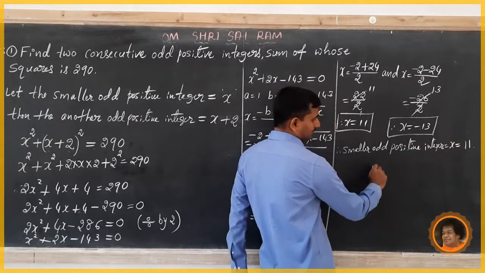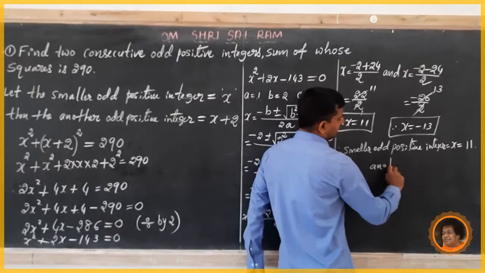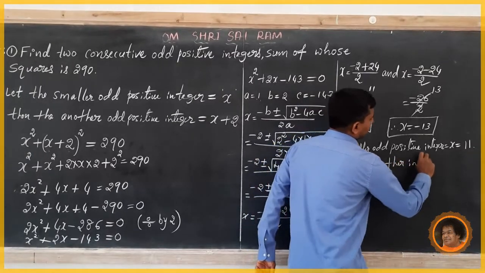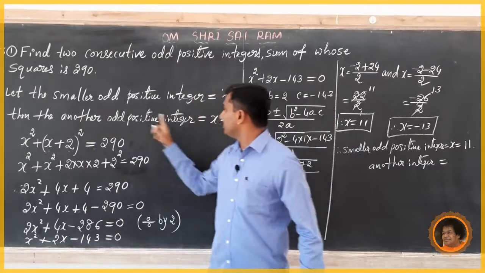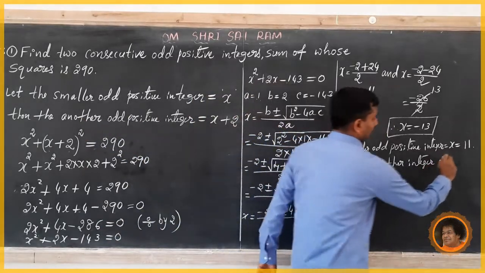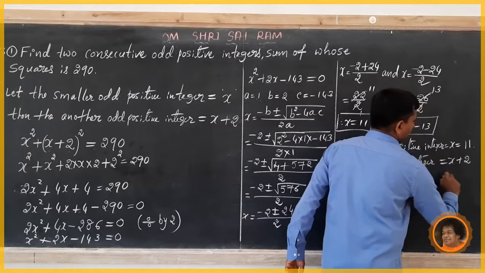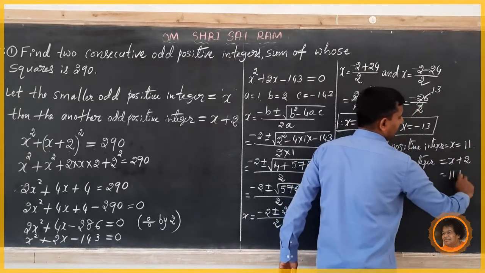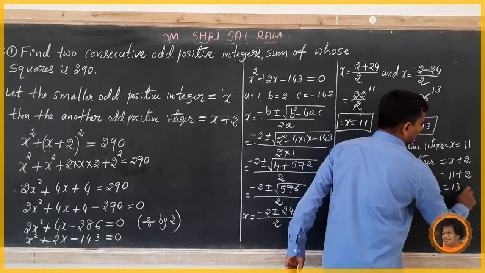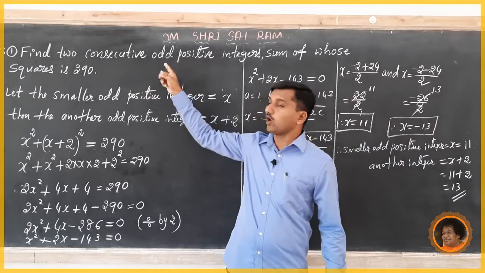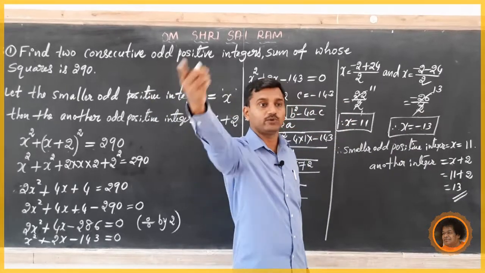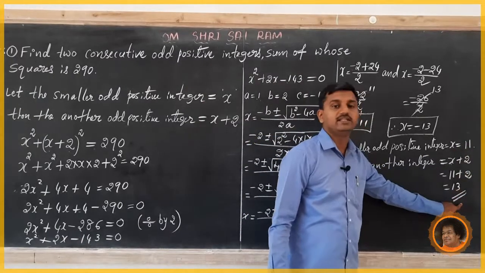And the other integer, another positive integer. So the second number is x plus 2. So therefore x plus 2, what is the value of x? x is 11. 11 plus 2 equal to 13. So therefore the two consecutive odd positive integers, two consecutive numbers, are 11 and 13.